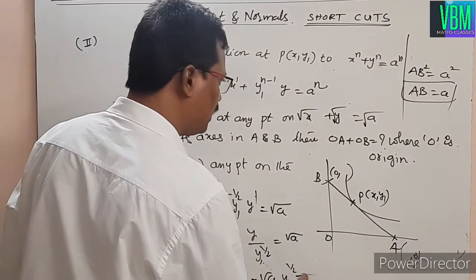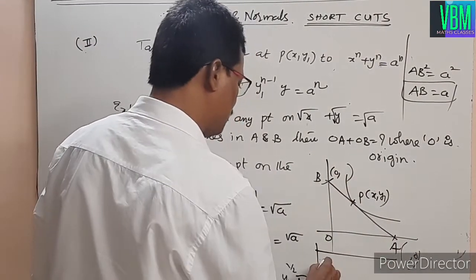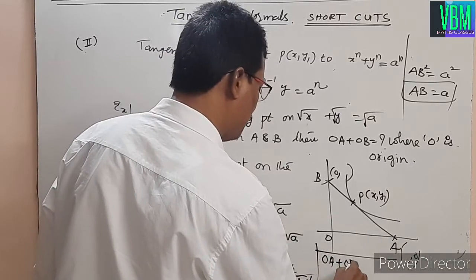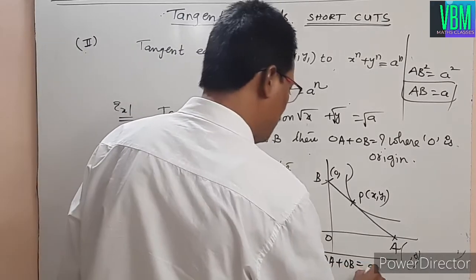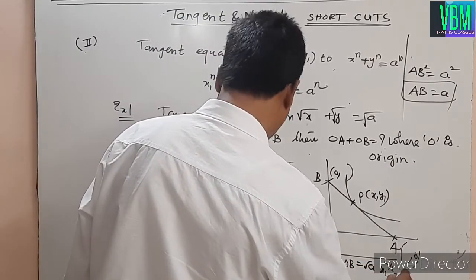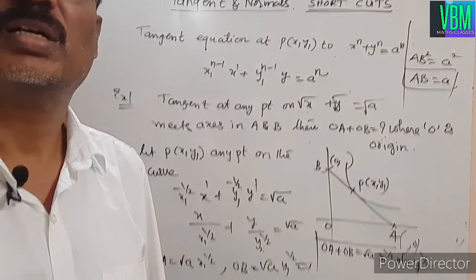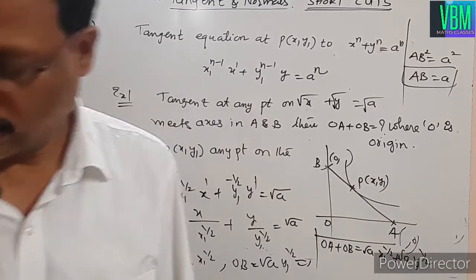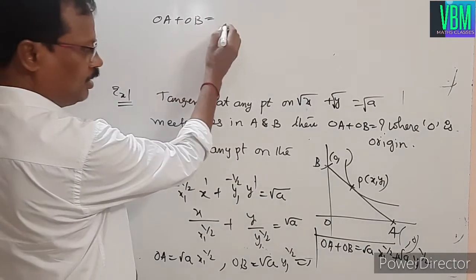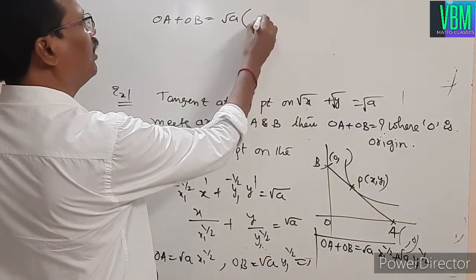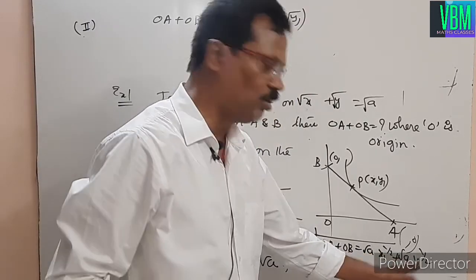And here they are asking for OA plus OB. What is OA plus OB? Okay? Now what is OA? Root a into x1 power 1 by 2, plus root a into y1 power 1 by 2. Now in that OA plus OB, root a is common, remaining root x1 plus root y1.